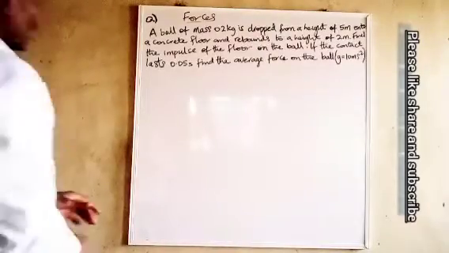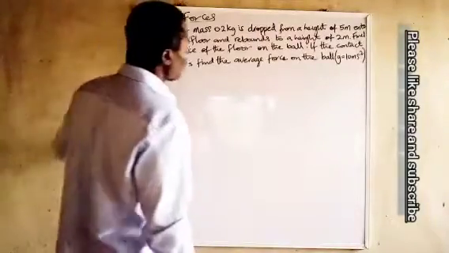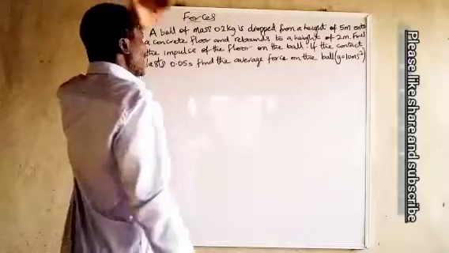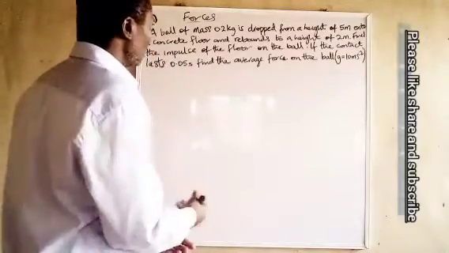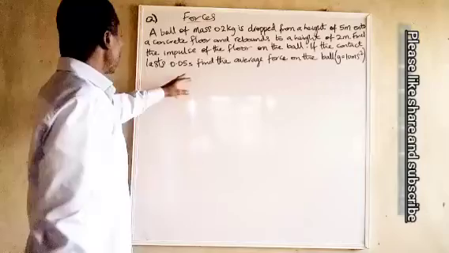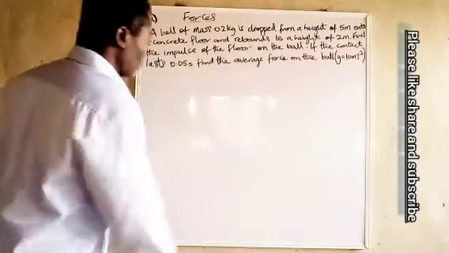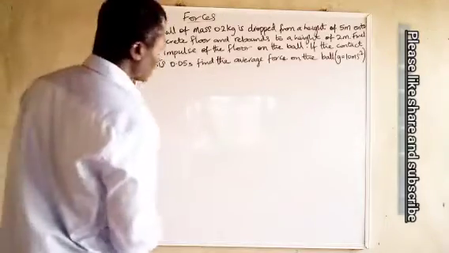A ball of mass 0.2 kg is dropped from a height of 5 meters onto a concrete floor and rebounds to a height of 2 meters. Find the impulse of the floor on the ball. If the contact lasts 0.05 seconds, find the average force on the ball. g equals 10 meters per second squared.